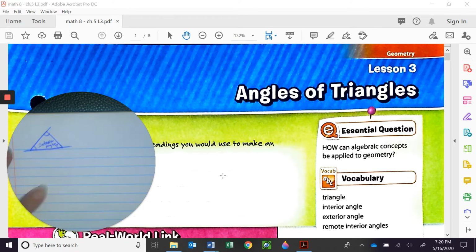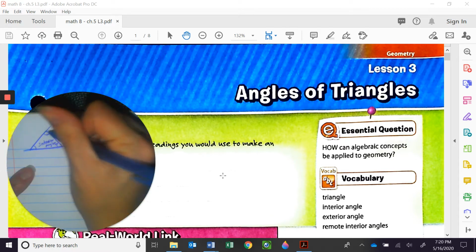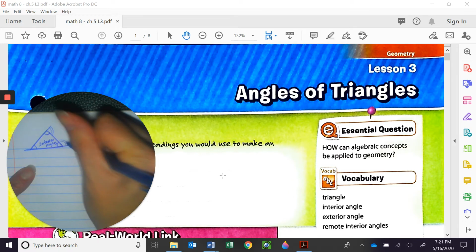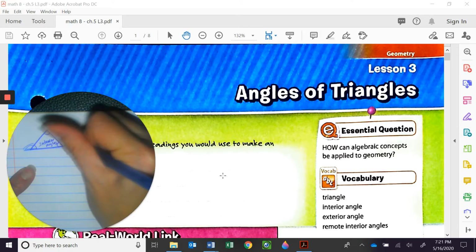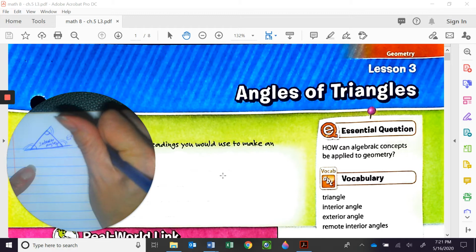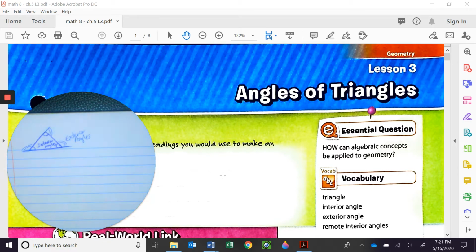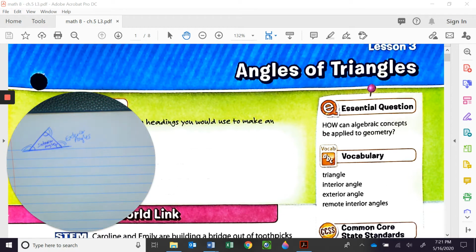lengthening each of our lines. Okay. And so these are exterior angles because they're on the outside. Okay. And then we're going to also learn what it's called to be a remote angle, and we'll talk about that when we get to it. Okay, but just remember interior and exterior.